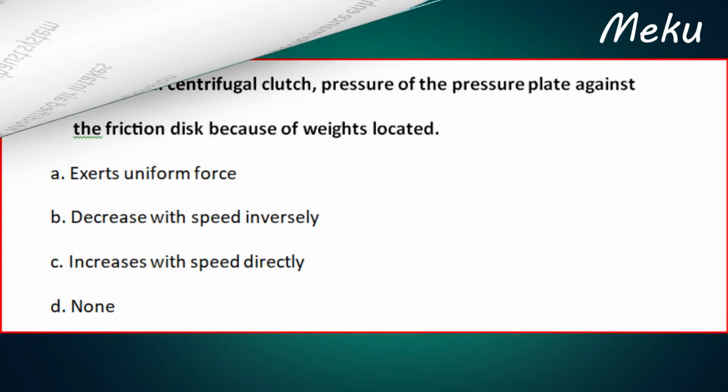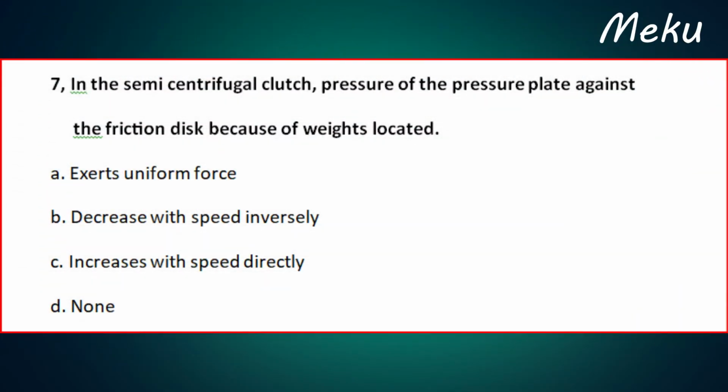7. In the semi-centrifugal clutch, the pressure of the pressure plate against the friction disc because of the weights located: A. Exerts uniform force. B. Decreases with speed inversely. C. Increases with speed directly. D. None.